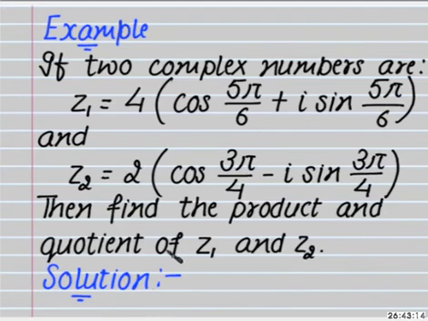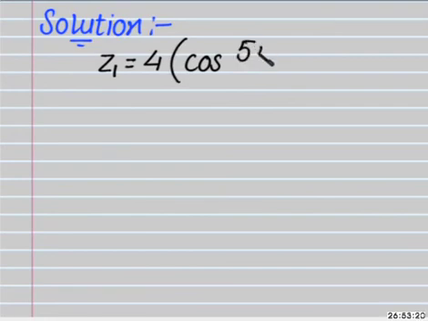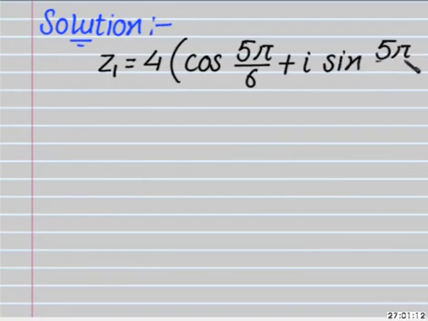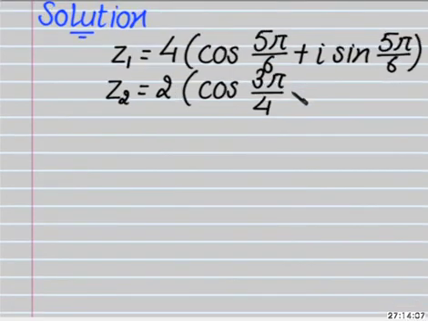Now its solution. Given complex numbers are Z1 equal to 4 into cos 5 pi by 6 plus iota sin 5 pi by 6 and Z2 is equal to 2 into cos 3 pi by 4 minus iota sin 3 pi by 4.